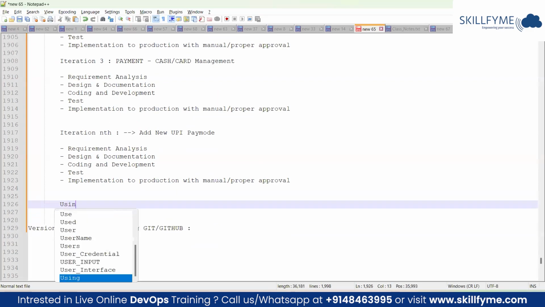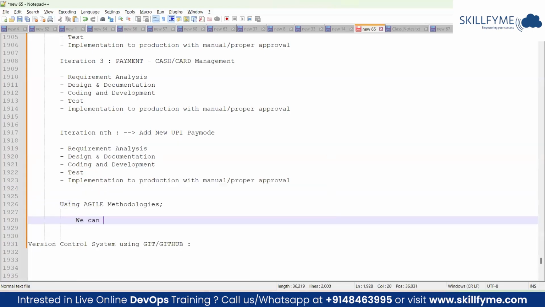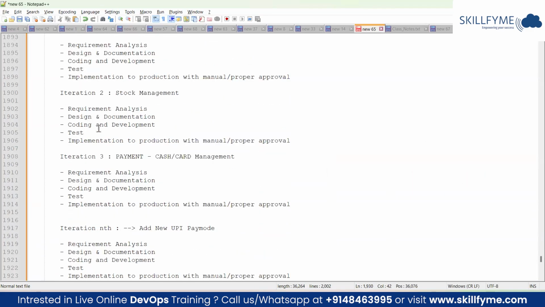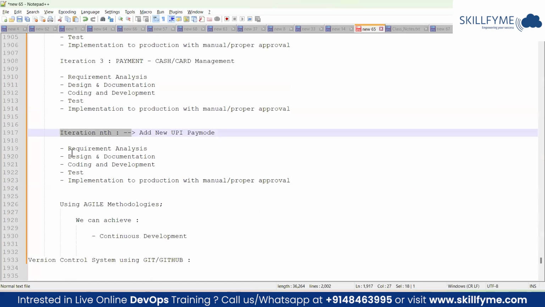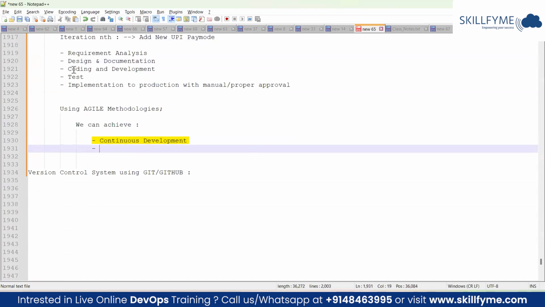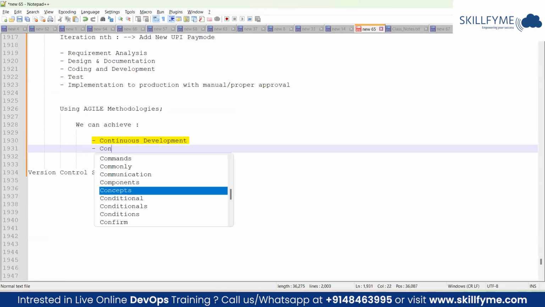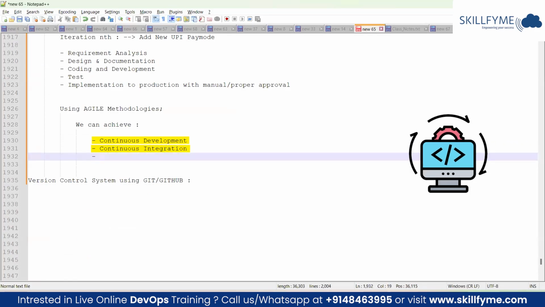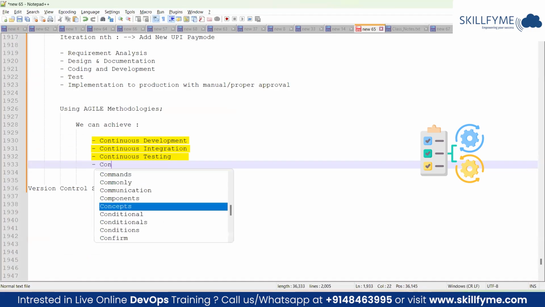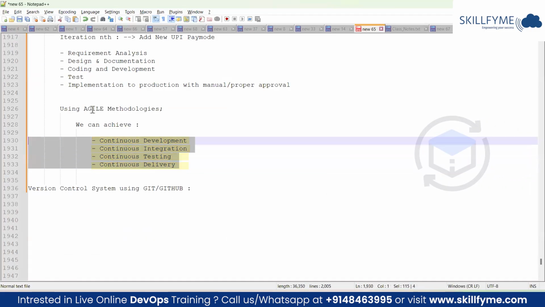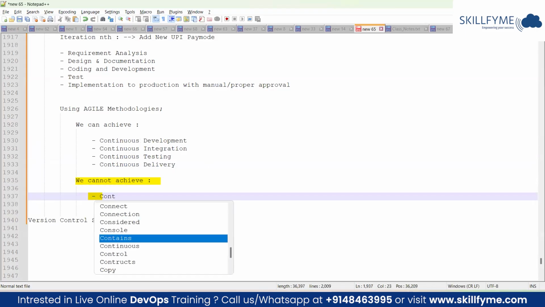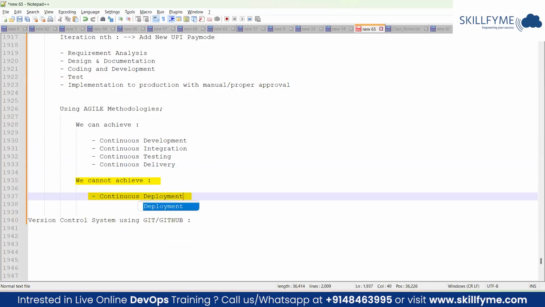So using Agile methodologies, we can achieve continuous development. Whenever the customer comes with a requirement, we can add one new iteration and develop that particular product. We can also continuously integrate the changes for testing, which we call continuous integration. Once the code is integrated, we can achieve continuous testing and also continuous delivery. We can achieve all of these through Agile methodologies. But the main drawback in Agile methodologies is that we cannot achieve continuous deployment.